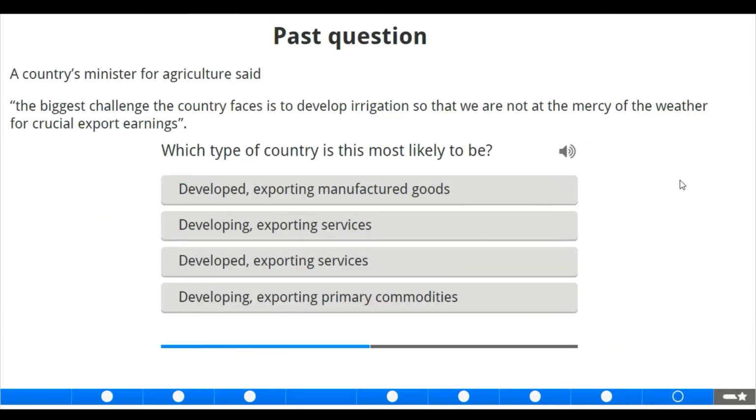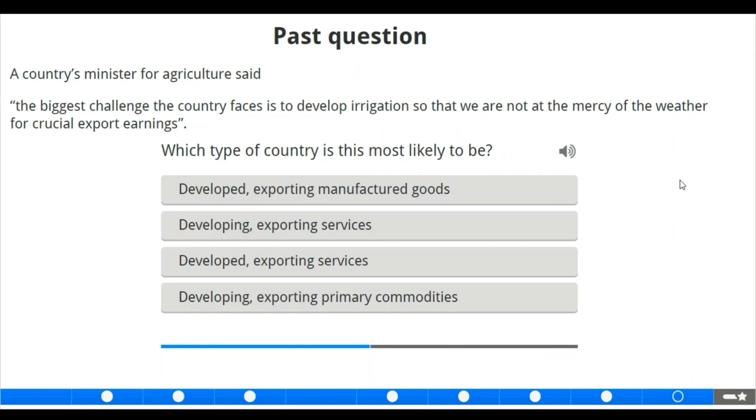Moving to the next slide, we still have one past question here. The country's Minister for Agriculture said the biggest challenge the country faces is to develop irrigation so that we are not at the mercy of the weather for crucial export earnings. Which type of country is it most likely to be? Now, here the biggest challenge for the country is to develop irrigation. That means the country is developing, not more developed. It is not fully developed.